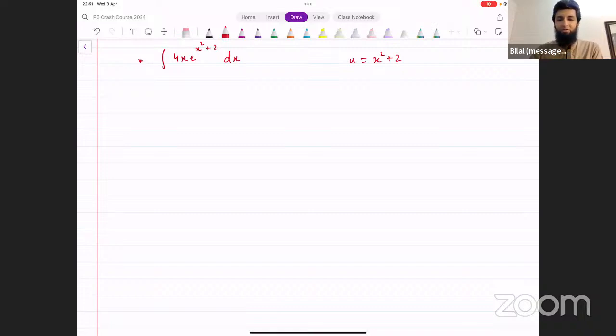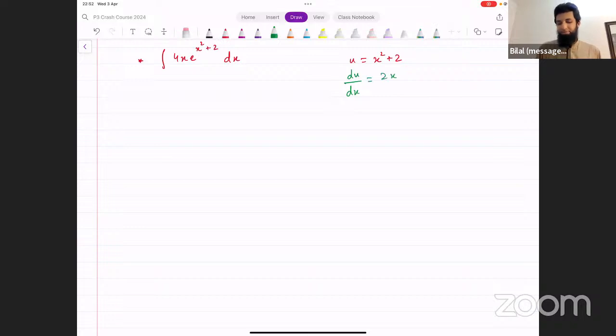Now, given this substitution, how do we use it here? Let's differentiate it. That's the first thing you're always going to do given a substitution. If u equals x squared plus 2, what's the derivative of u with respect to x?